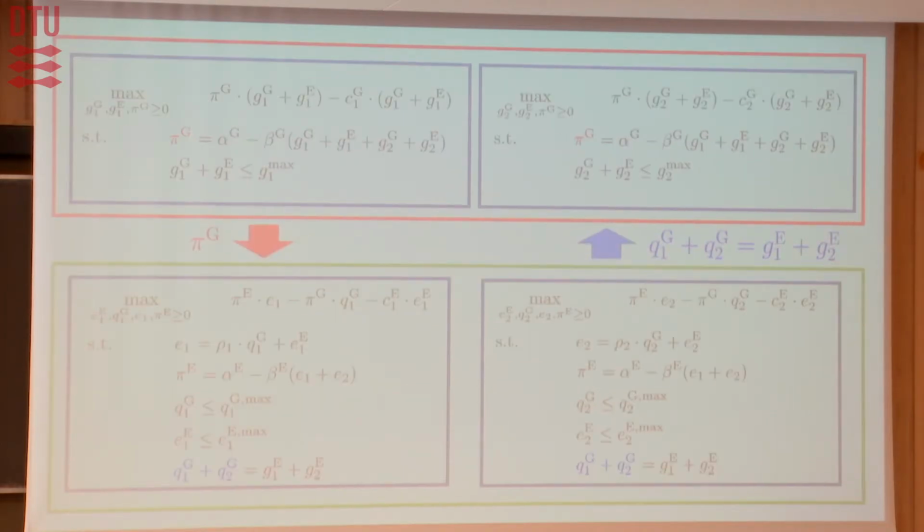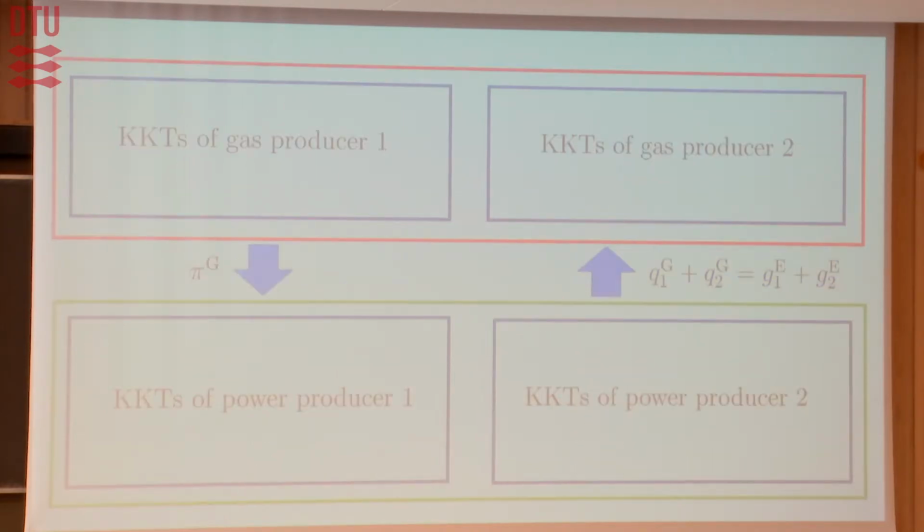How can we solve this? Again, this is equilibrium. There is no hierarchy here. So we can write the KKT condition of the first gas producer, the KKT condition of the second gas producer. We can write the KKT condition of power producer 1, the KKT condition of power producer 2, and solve all of them together. Okay?